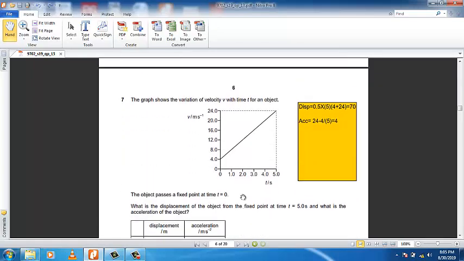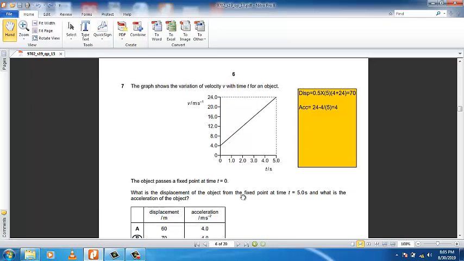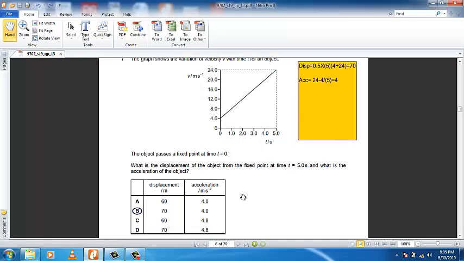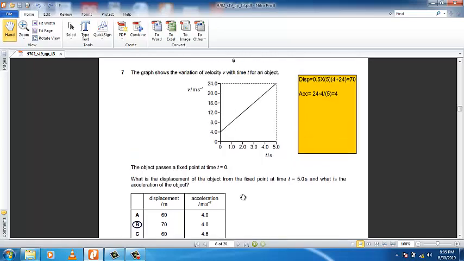Question number 7 says that the graph shows the variation of velocity with time t for an object. If the object passes a fixed point at time t equals 0, what is the displacement of the object from the fixed point at time t equals 5 seconds, and what is the acceleration of the object? That's the velocity time graph. For the displacement, you have to find the area under this graph. So the area is the area of this trapezium.